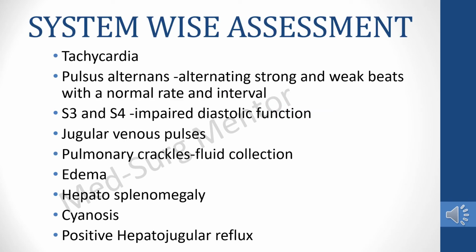Common system-wise assessment findings seen in heart failure are tachycardia, pulsus alternans, which means alternating strong and weak beats with normal rate and interval, S3 and S4 sounds, which occur due to the impaired diastolic function, jugular venous pulses, pulmonary crackles due to fluid collection in the lung, edema, hepatosplenomegaly, cyanosis, positive hepatojugular reflex.